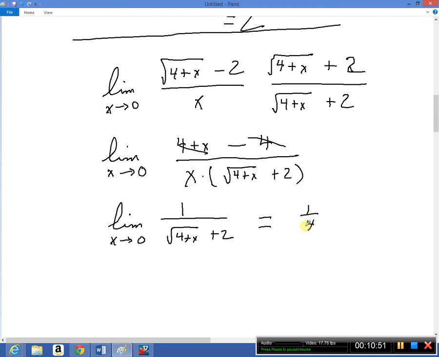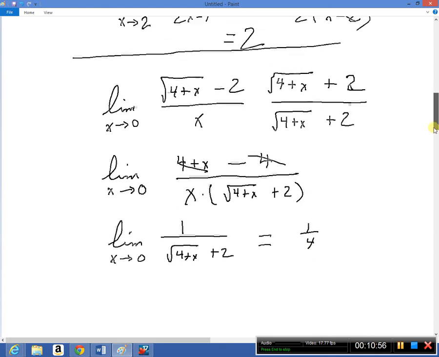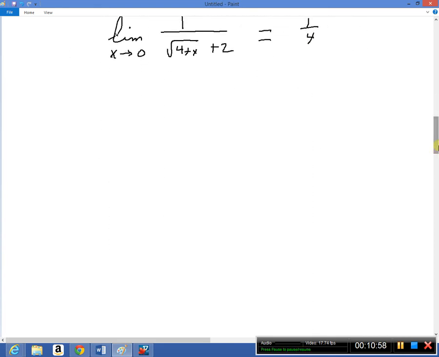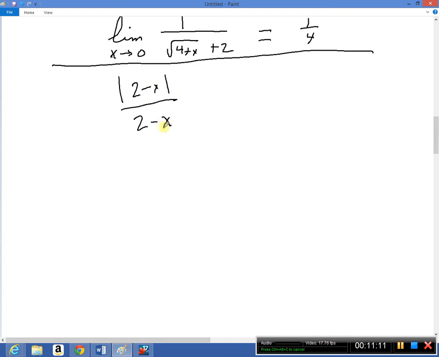Okay, next problem had to do with absolute value. So we wanted to see what happens as x approaches 2 from both sides of this function. Let's see. Absolute value of 2 minus x, divided by 2 minus x. So what happens to this thing as x approaches 2 from one side or the other? Well, let's try first when x is approaching 2 from the negative side.